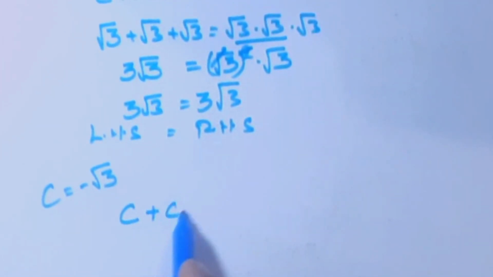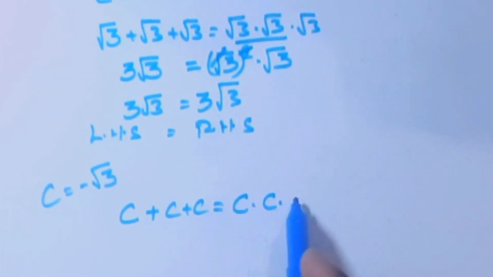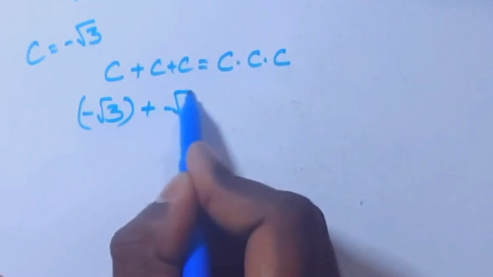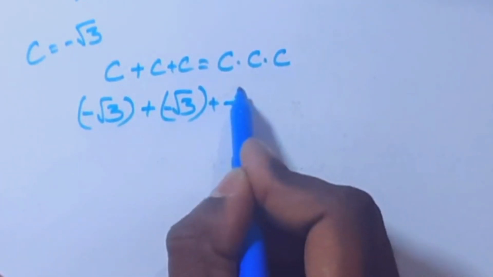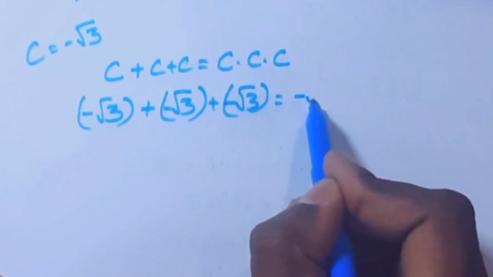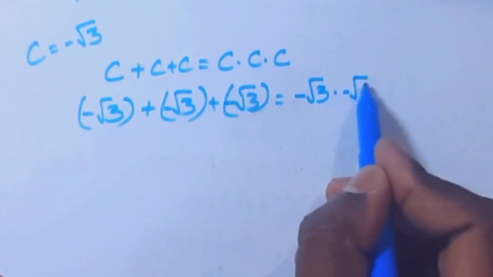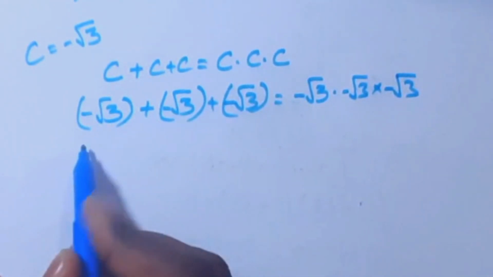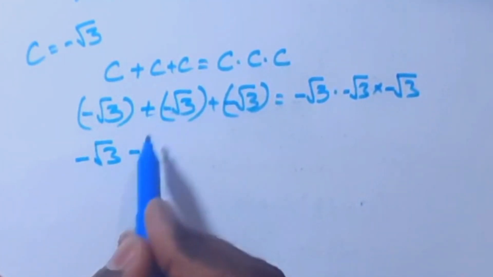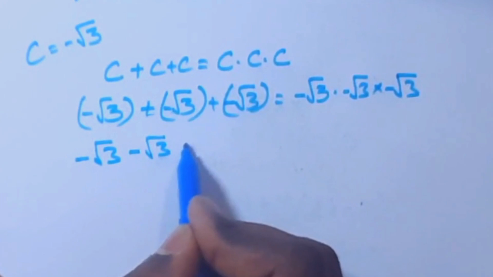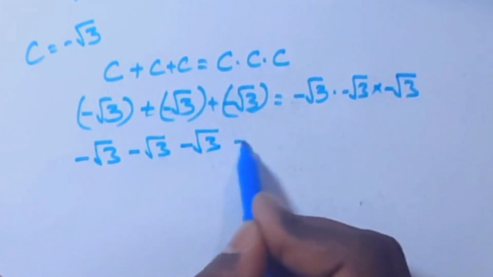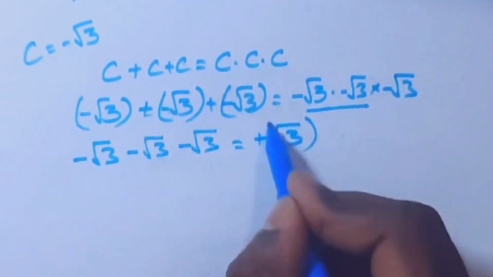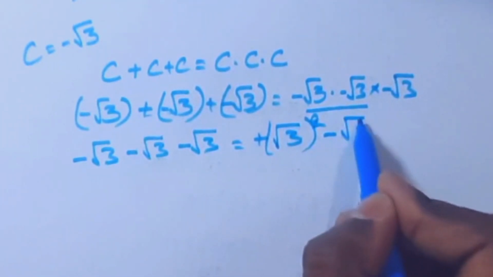Now we are going to verify this with C equal to minus square root of 3. The equation is C plus C plus C equal to C times C times C. Now minus square root of 3 plus minus square root of 3 plus minus square root of 3 equal to minus square root of 3 times minus square root of 3 times minus square root of 3. Now this can be written as minus square root of 3. This minus into minus is plus, so square root of 3 whole power 2. Then this minus square root of 3, this one.